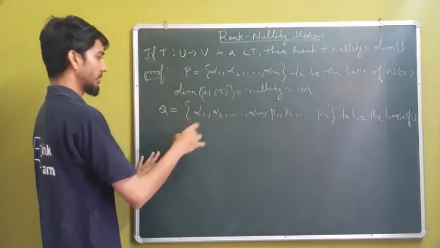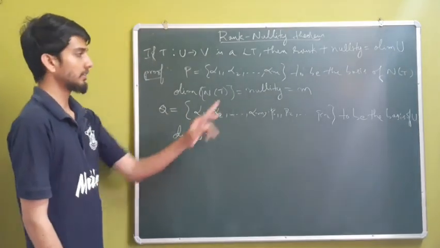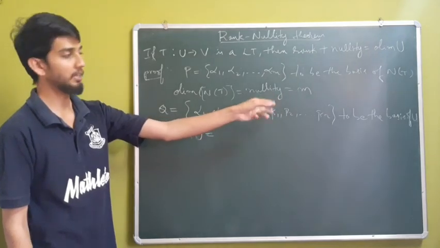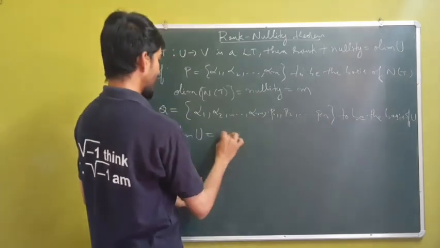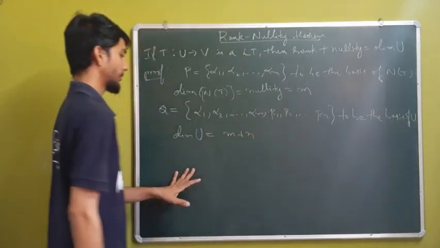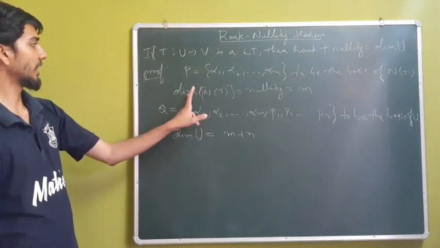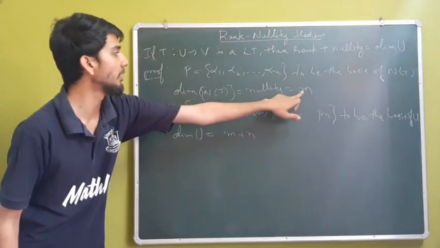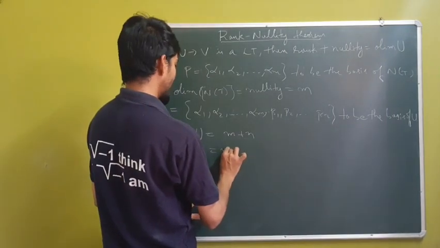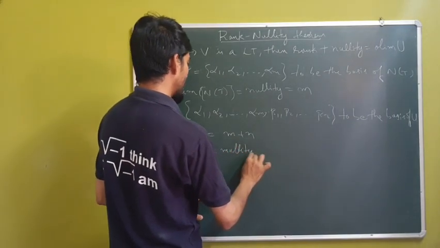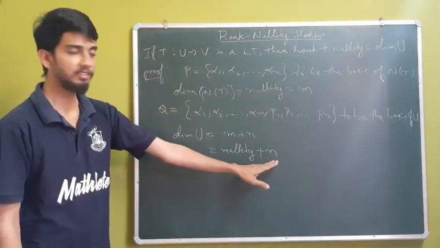Now it is the basis of U, therefore I can say the dimension of U is the number of elements present in the basis of U, that is m number of alphas plus n number of betas. So I have the dimension of U to be m plus n. But already we came at the dimension of the null space to be m, which is nothing but nullity. So in place of m here, I can replace it by nullity. So I have now the dimension of U equal to nullity plus n.